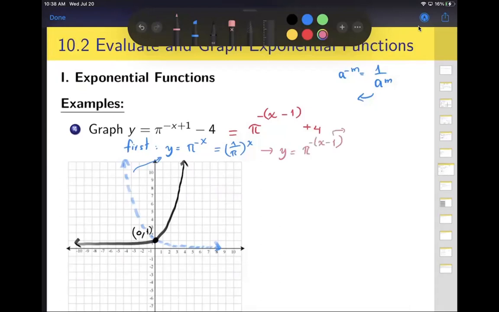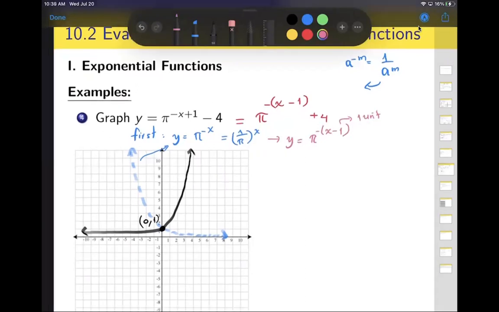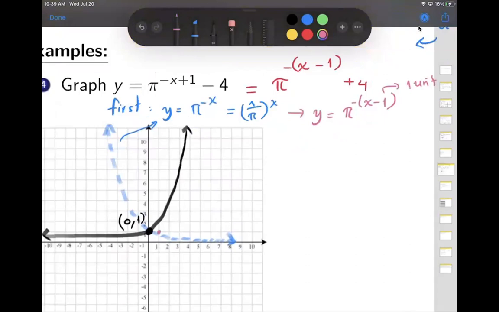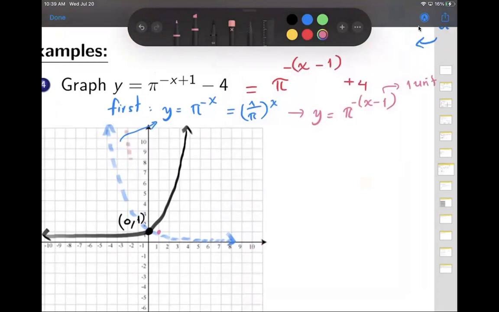The minus 1 is telling you to move right 1 unit, right? So from the blue graph, I'm going to shift 1 unit to the right. So shift to here. And that will be my new graph. Again, it's not the final graph. And still the horizontal asymptote is still y equals 0, right? Okay. Now if you add 4, what happened? From the pink graph, now the red graph, y equal pi to the negative x minus 1, and then you add 4.